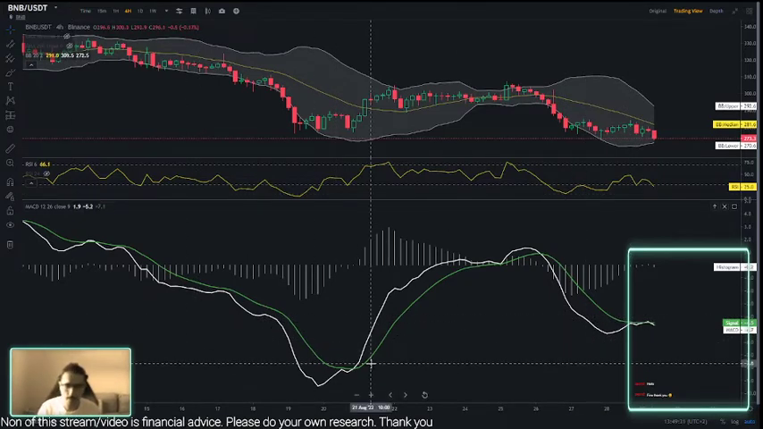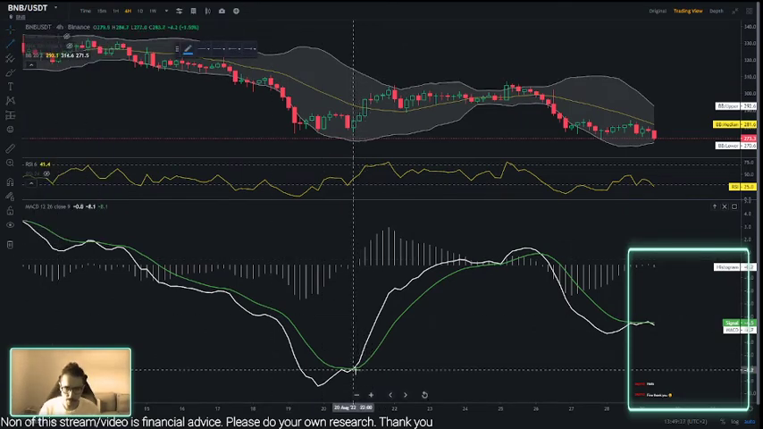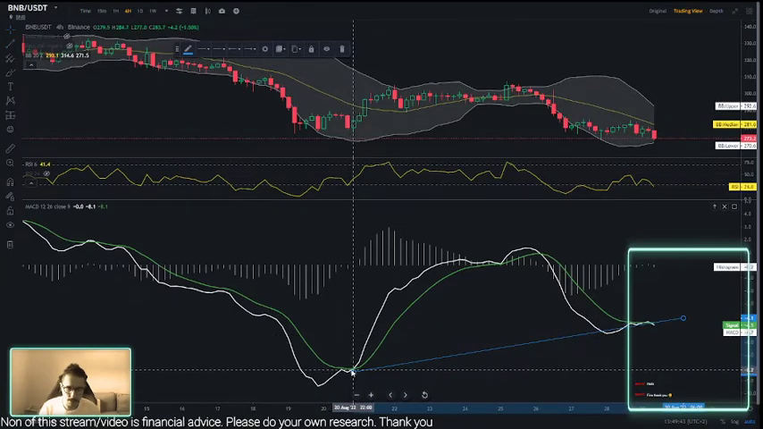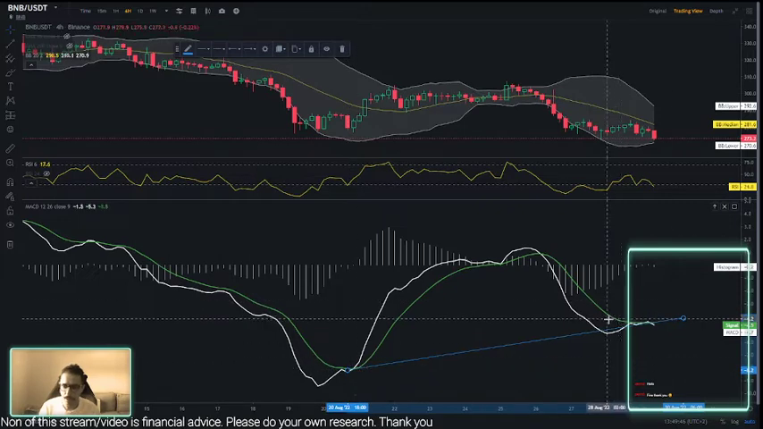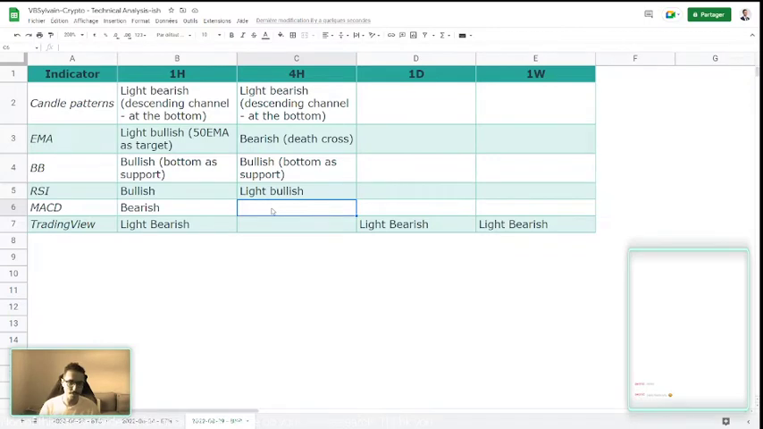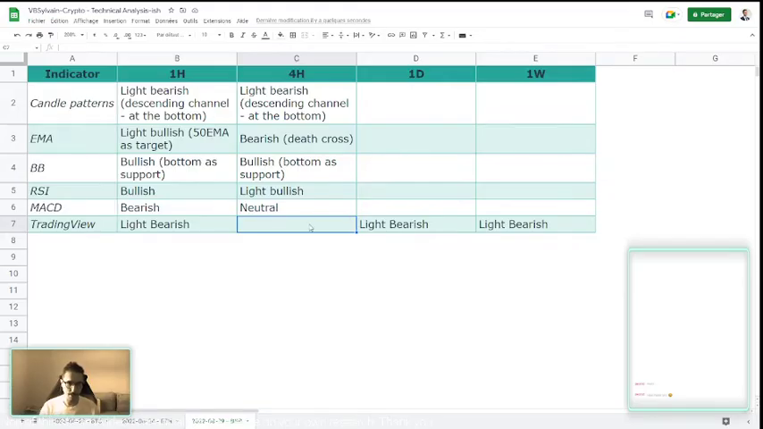I might just draw one line here, which could be a support line here. We could see something like this happen and still go upward, but I'm not sure I'm allowed to do it in technical analysis. So I'm just gonna put neutral for this one because I don't know how to interpret it. And let's see what TradingView is telling us. TradingView is definitely bearish as hell on the 4 hour time frame. So bearish here.